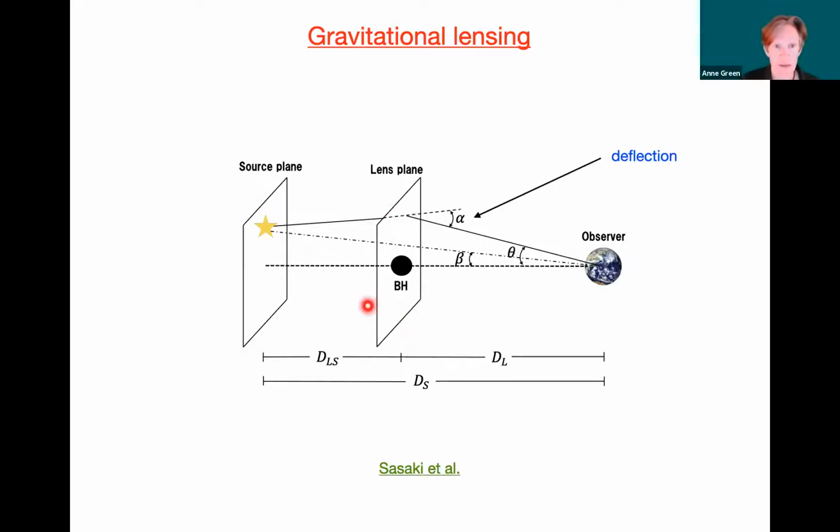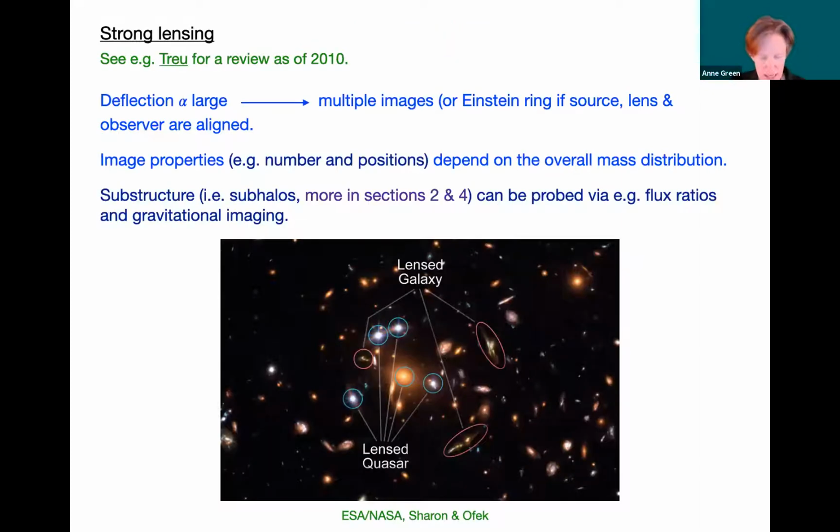And without the lens bending space, light would travel on a straight line from the star, but instead, light that was initially on this solid line gets deflected by some angle alpha so that it ends up being seen by the observer. And there are different observational regimes according to how big alpha is. So we'll start off with strong lensing.